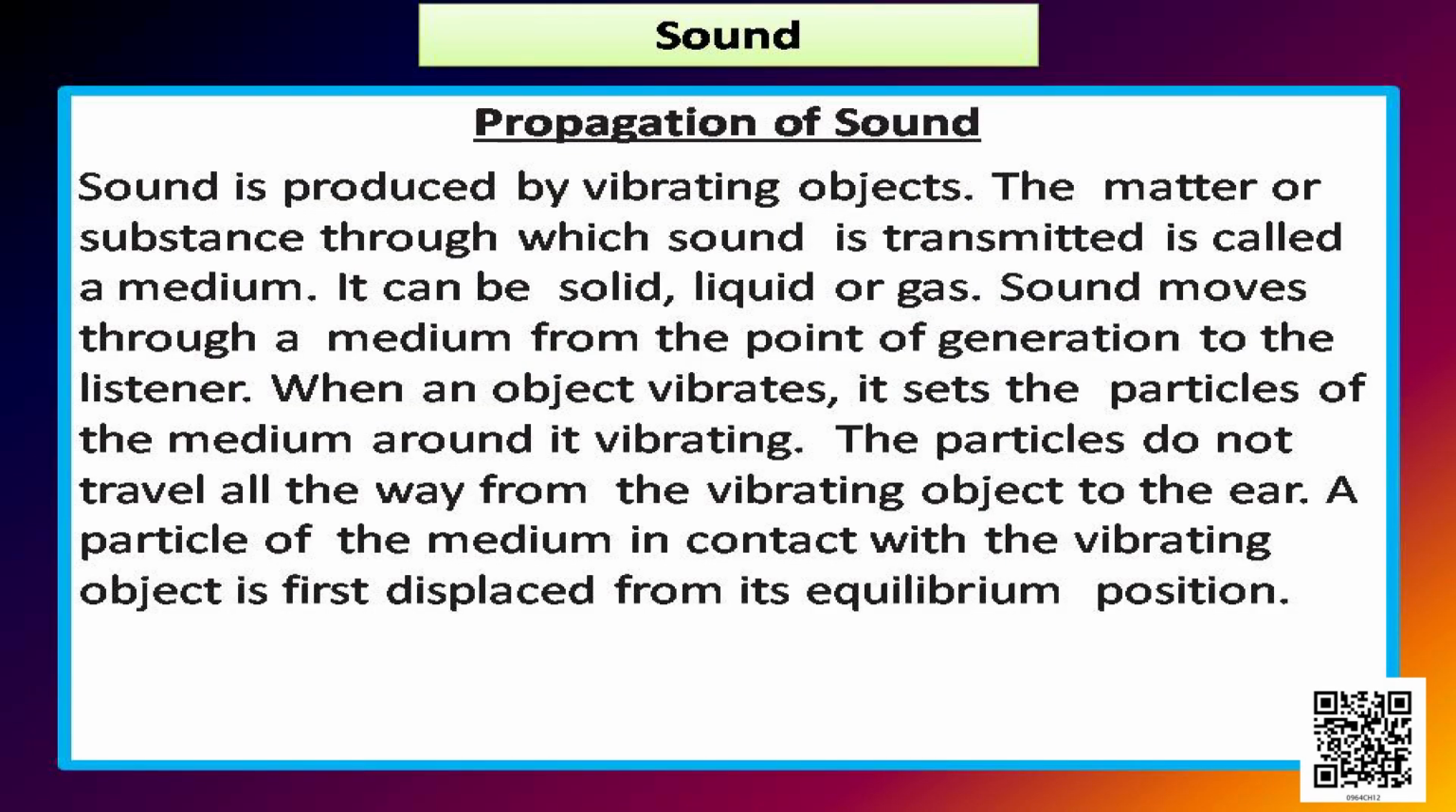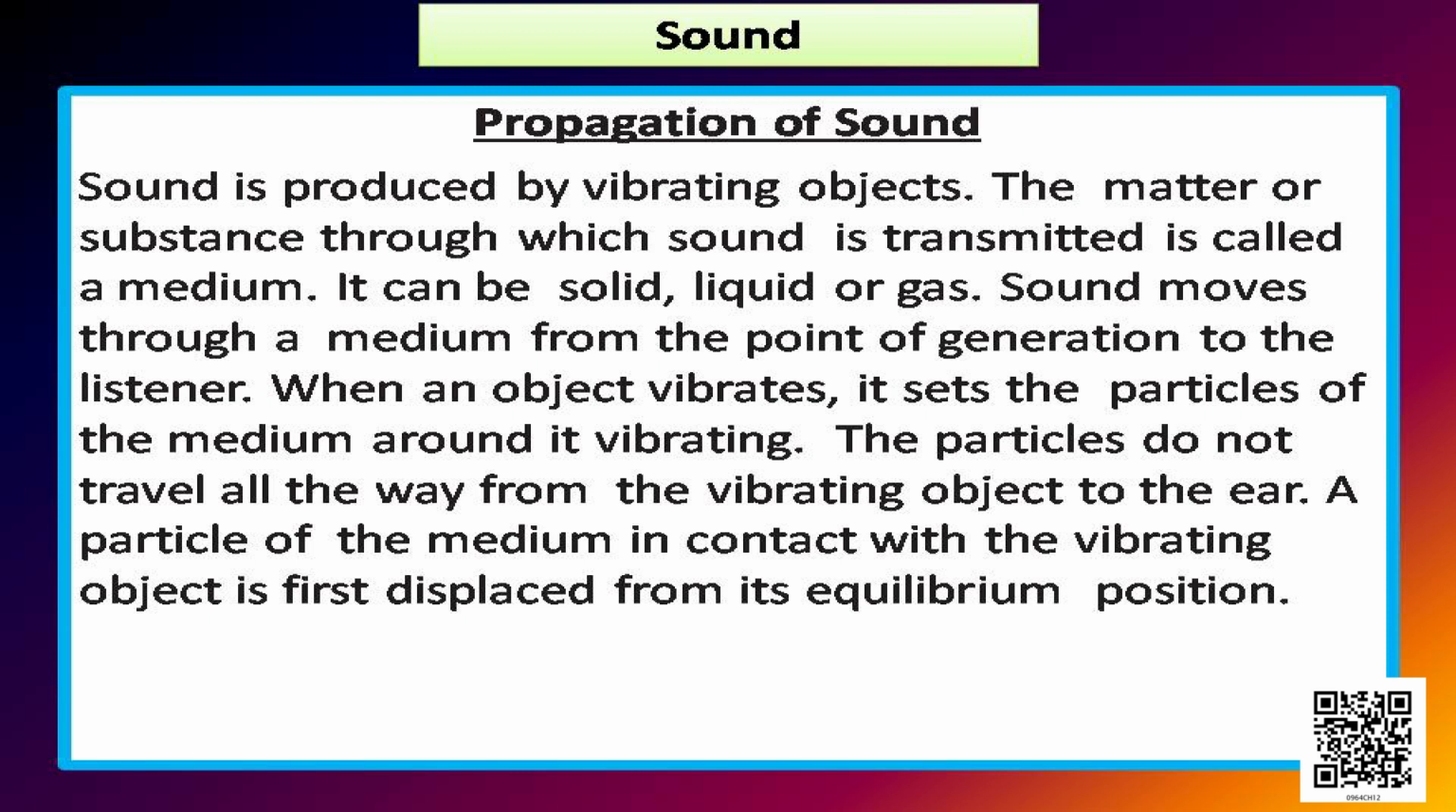Now we will find how the sound propagates. Sound is produced by vibrating objects. The matter or substance through which sound is transmitted is called a medium. It can be solid, liquid or gas. Sound moves through a medium from the point of generation to the listener.